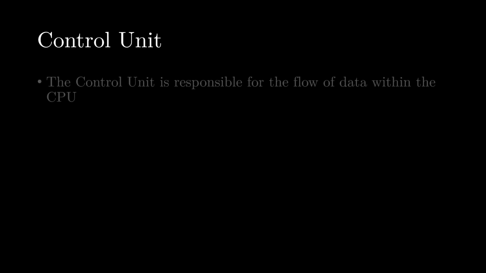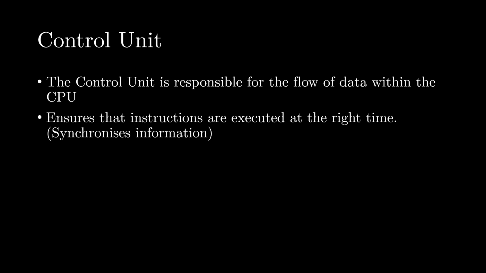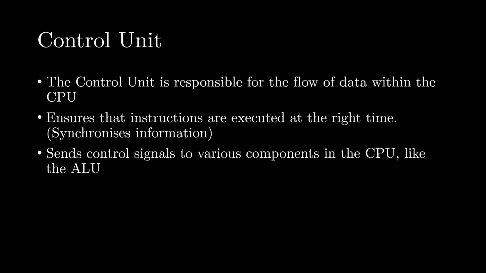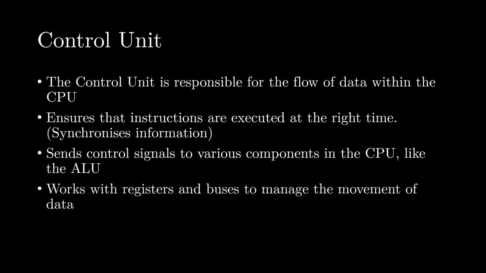The control unit is sort of like the conductor of an orchestra. It links all the parts of the CPU together and allows them to communicate with one another. To summarize, we often say that the control unit is responsible for the flow of data within the CPU. It ensures instructions are executed at the right time, and it also sends control signals to various components of the CPU, like the ALU for example. In other words, it might send a message to the ALU telling it to perform an addition operation. The general idea is that it works with registers and buses in order to manage the movement of data within the CPU. Finally, we come to registers.